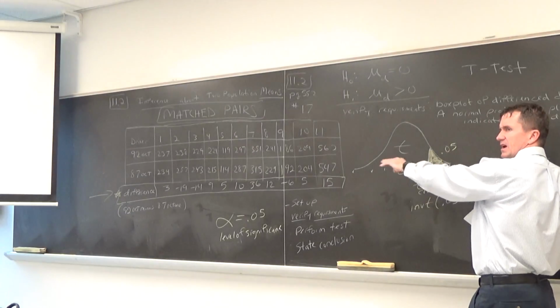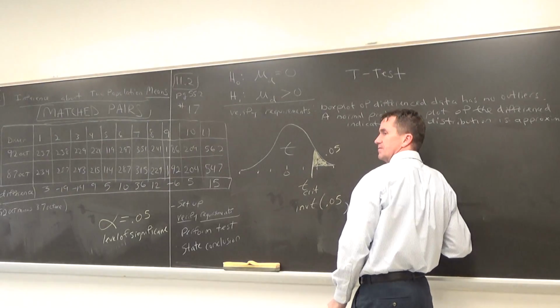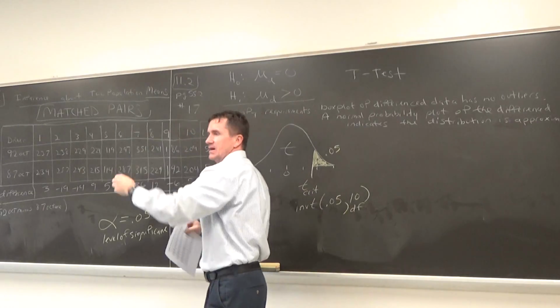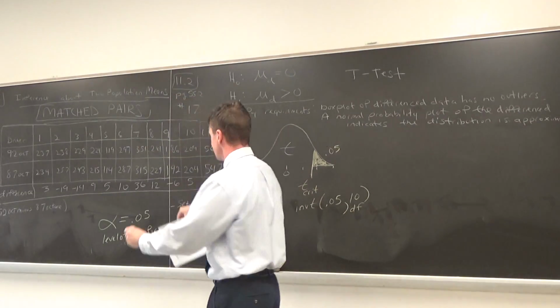Don't you have to do like negative or 95? No, this is fine. But you do have to put the degrees of freedom. How many degrees of freedom? 10. Outstanding. I didn't want you to think you double this up or anything like that. It's just 11 minus 1. 10 degrees of freedom. We're only looking at the differences.